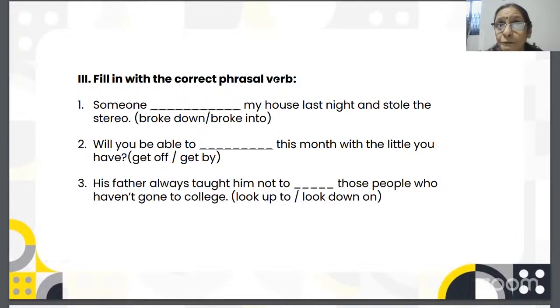Get off means to deboard, or to come out of a train or a bus. You say get off when you get down from a bus or a train or a car, something like that, from a vehicle. Okay.